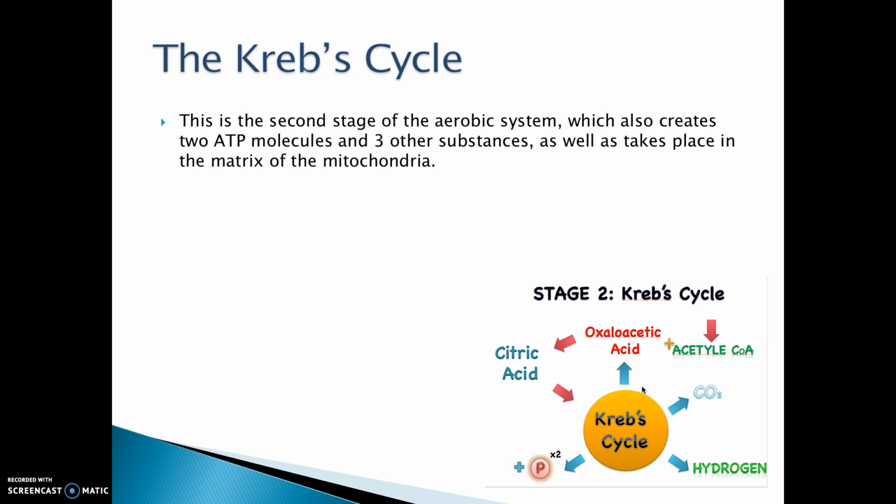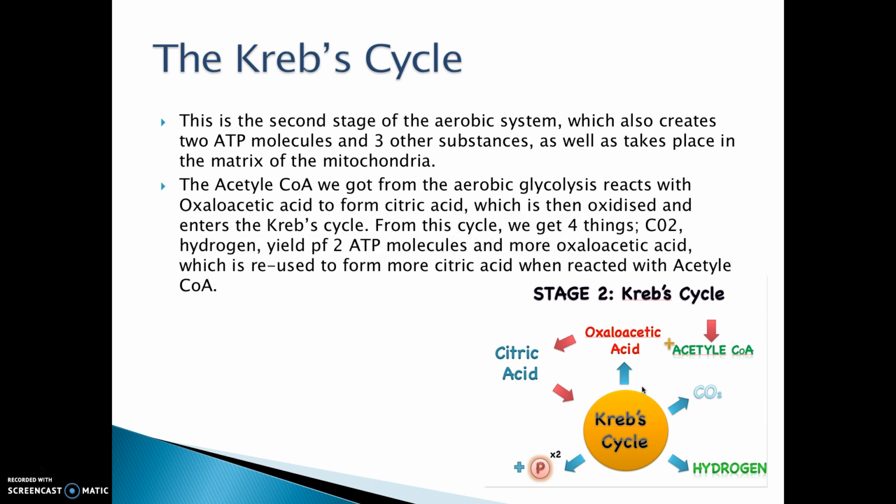Next, we move on to the second stage of the aerobic system, which is the Krebs cycle. This also creates 2 ATP molecules and 3 other substances, as well as takes place in the mitochondria. So the acetylcholine we got from the aerobic glycolysis reacts with oxaloacetic acid to form citric acid, which is then oxidized and enters the Krebs cycle.